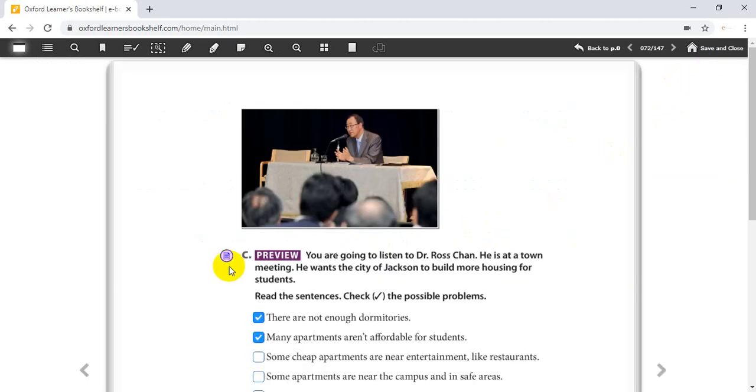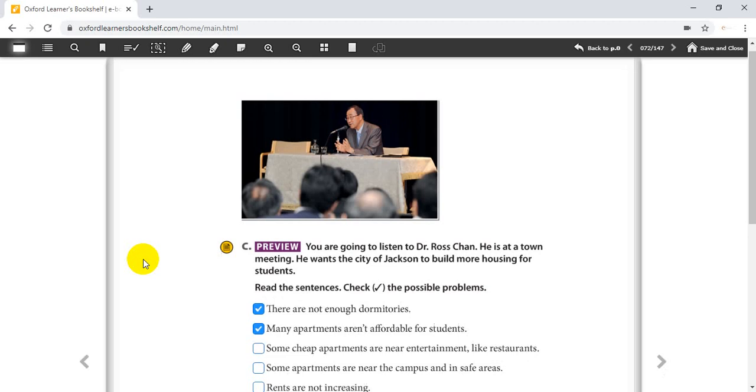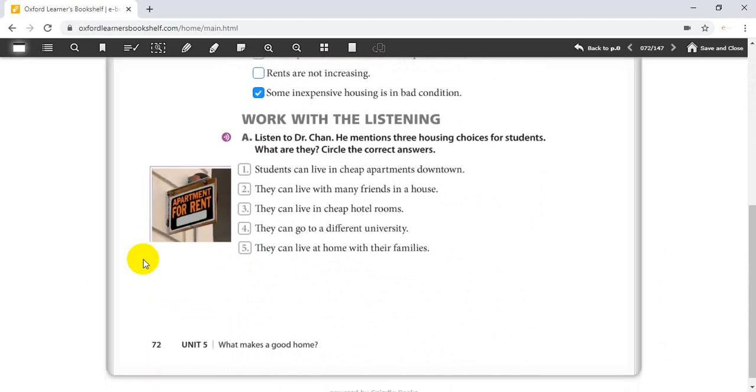Okay. Now, activity A, work with listening. In this activity, you're going to listen to Dr. Chan. He mentions 3 housing choices for students. So he's going to give 3 housing options for students. You're going to listen and circle what those three options are.